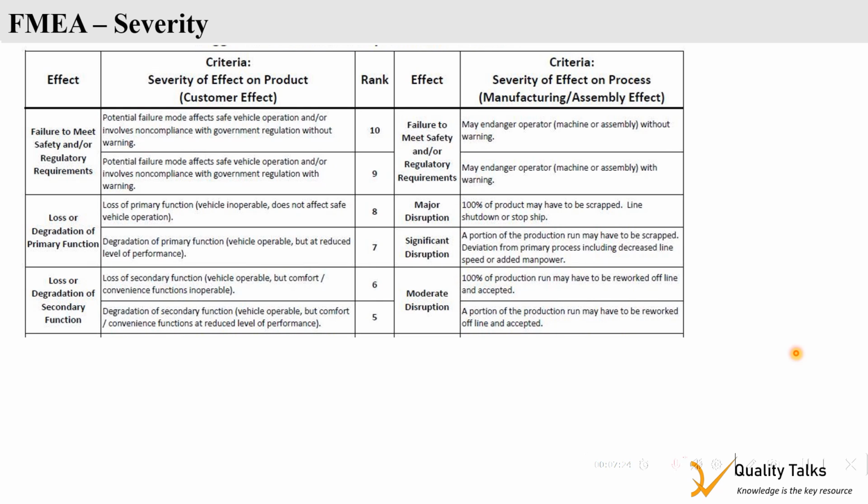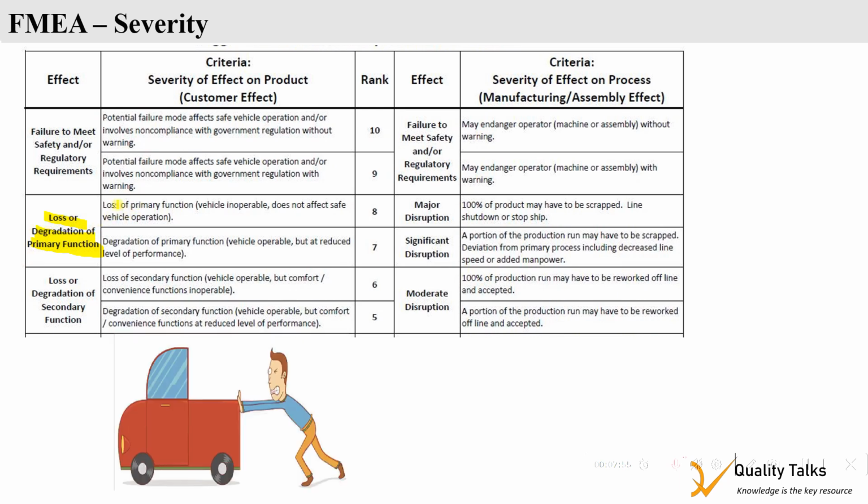Now let's discuss severity 8 and 7. Severity 8 and 7 comes into one group, loss or degradation of primary function. So what is primary function? For a vehicle, the primary function is running. If vehicle is running, the primary function is being met. So what does severity 8 call for with respect to the customer? Loss of primary function. It means vehicle inoperable, does not affect safe vehicle operation. It means vehicle is not running and it is not impacting safe vehicle operation.